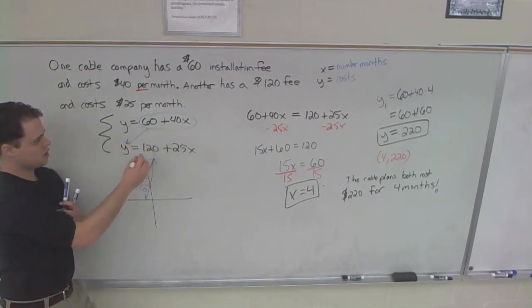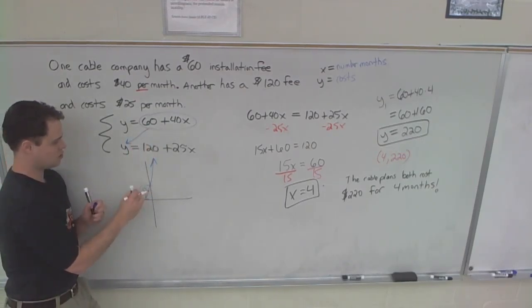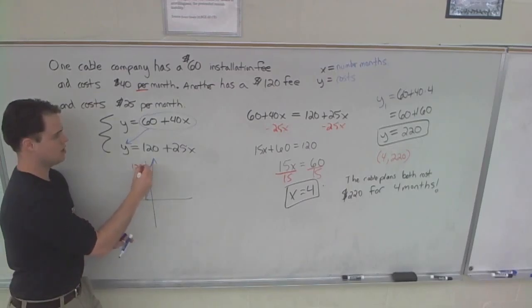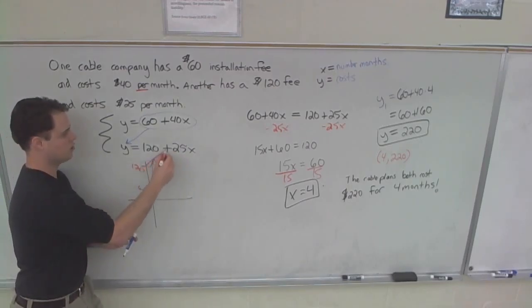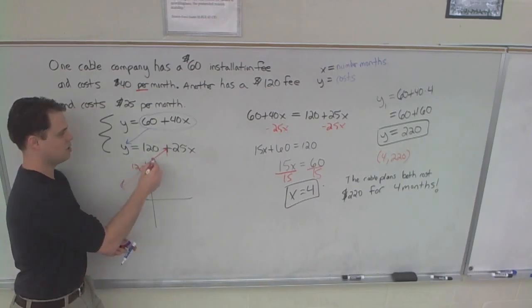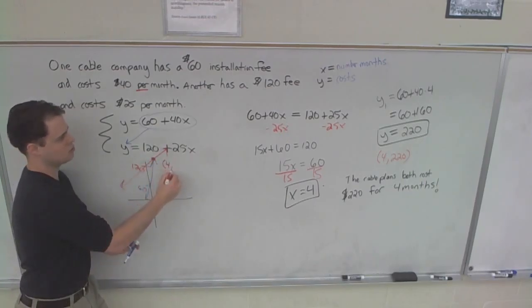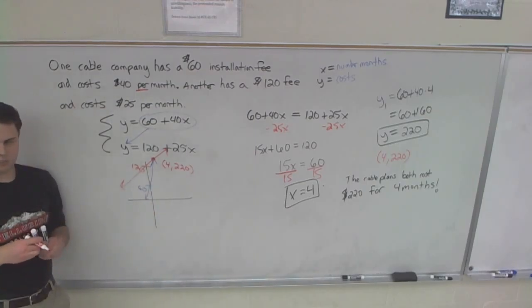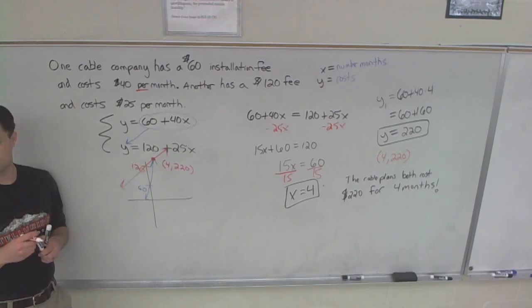This one starts at 120. It's supposed to be a 60, sorry. This one starts at 120. It's still really steep, but not quite as much. Now we calculated this crossing point. It's 220. So if you're going to move in 6 months, which one's going to cause you to pay the least?